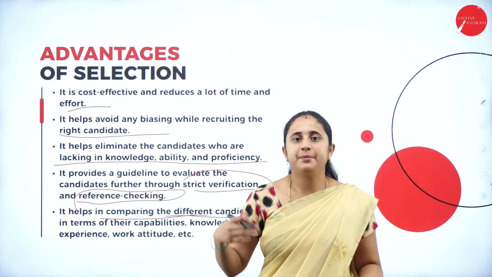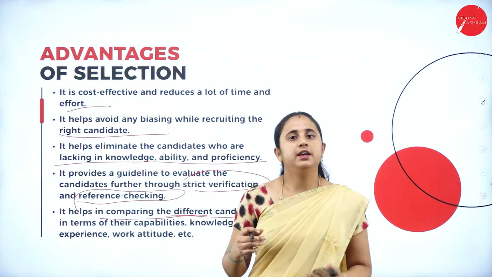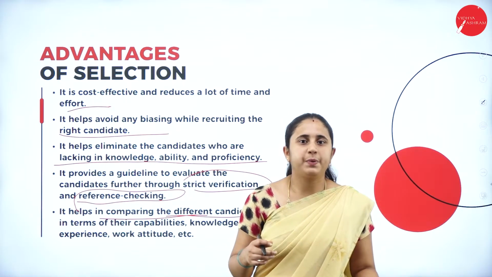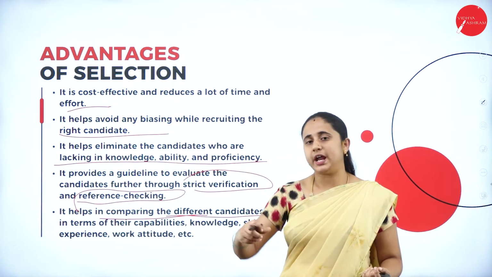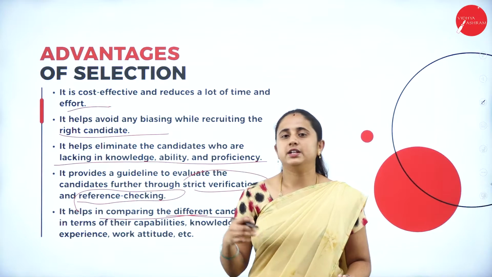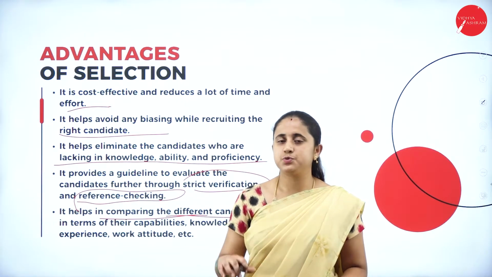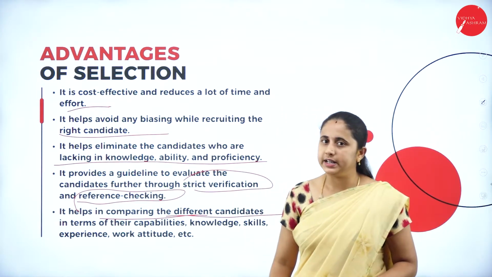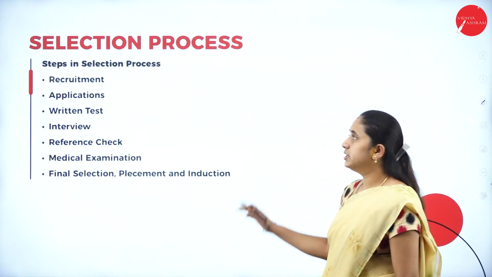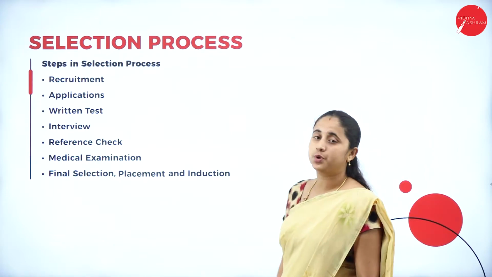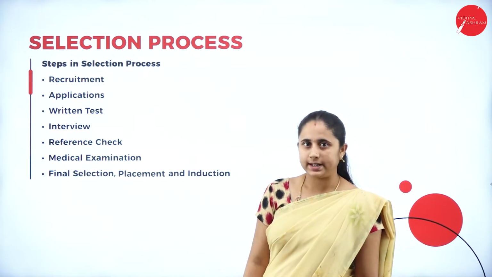So one candidate may be good at presentation, another candidate may be good at theory or any other paperwork. So we can differentiate, we can compare the two applications and we can select the suitable candidates based on the requirements. It helps to compare the two different candidates. So these are the advantages under selection. Moving further, next is the selection process. So the steps involved in the selection process.